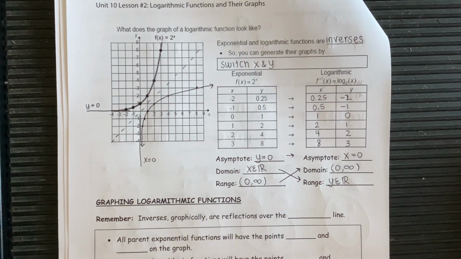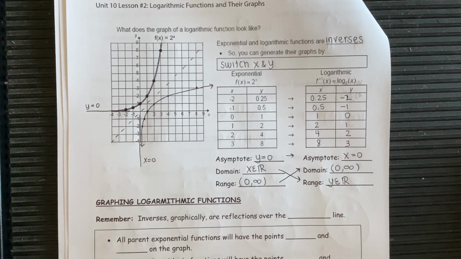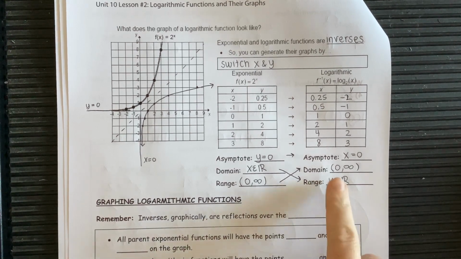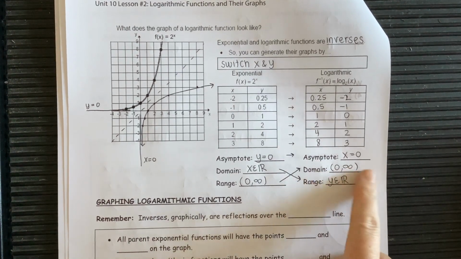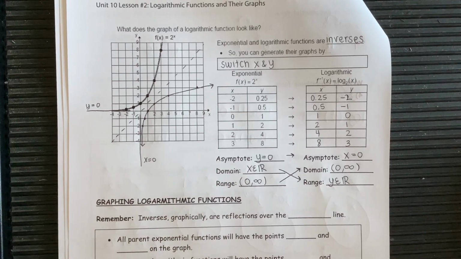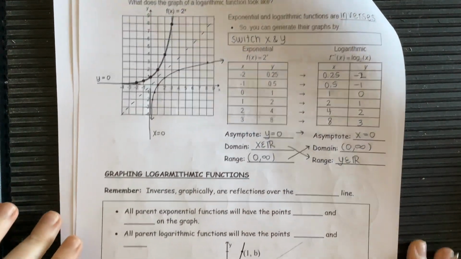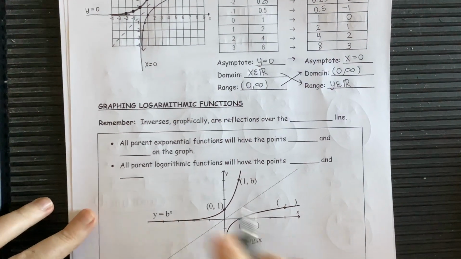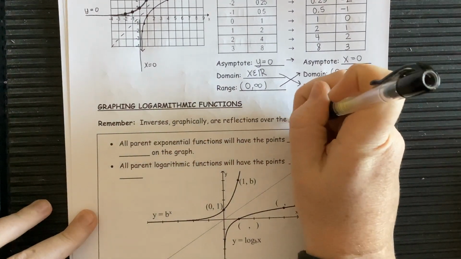So remember yesterday when we were solving, and I told you you would never have negatives inside your logarithm. That's because you can never have negative numbers. So if you see here, these are only all my positive x values. No negative numbers for your x's, unless we start to shift around. All right. So remember, inverses graphically are reflections over the y equals x line.